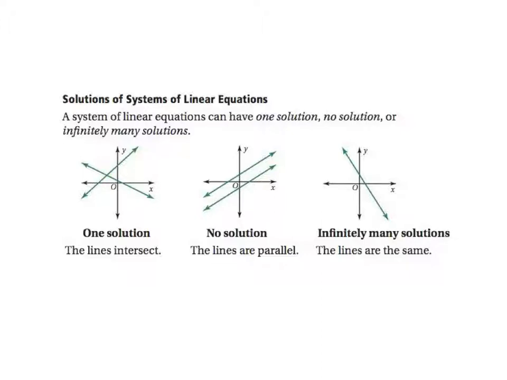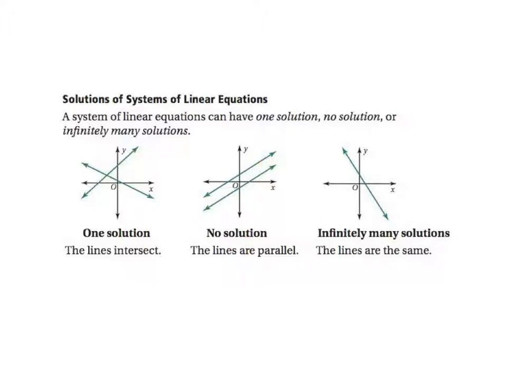However, it is possible that you have two equations that are actually the equations of parallel lines. And since parallel lines never cross, there is no solution. So that is the second possibility when you're solving a system of linear equations.